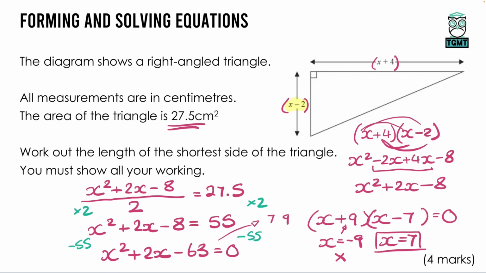If we substitute it into the side lengths, the top one here would be 7 plus 4, which equals 11. And this length here would be 7 minus 2, which equals 5. So our answer for the shortest side of the triangle, and it does say it's all in centimetres, is 5 centimetres. We've not really got much space anywhere here, but I'm going to put 5 centimetres over here. That is our final answer, making sure that that's nice and clear. There we go, so 5 centimetres as our final answer.